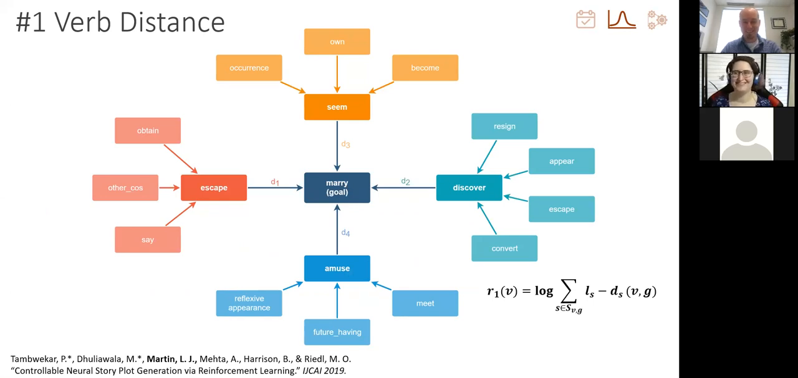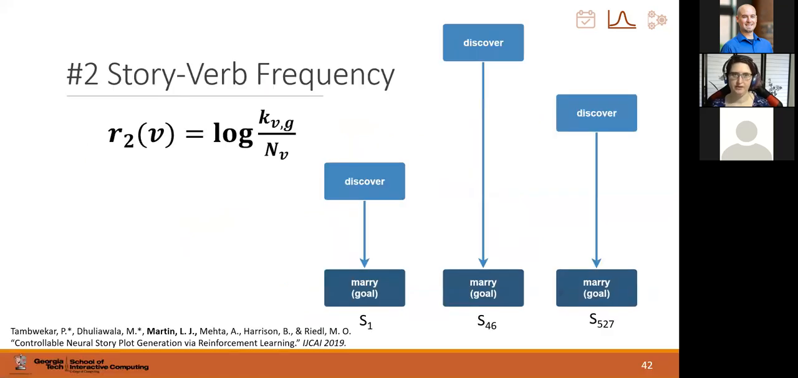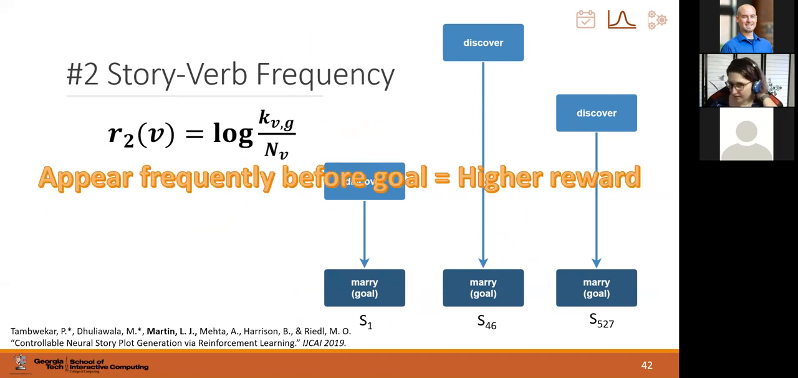the next slide. So what I was looking at is a two-part equation. The first part was, going back to the events, I decided to just focus on the verbs. Say our goal verb is to marry. I looked at, in the data set, how far away this current verb is from our goal verb, and the closer the distance, the higher the reward. The second part would be based on how frequently this verb occurs at any distance from the goal verb in our existing stories. If it appears frequently before the goal, I would get a higher reward.